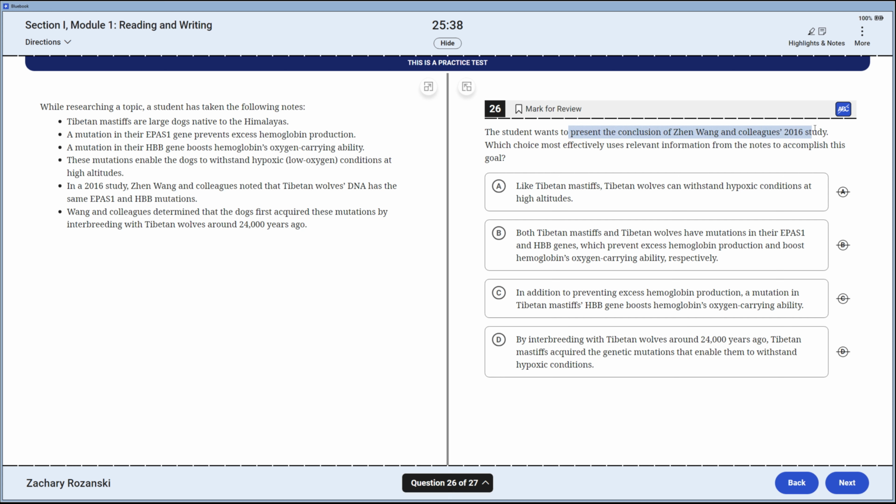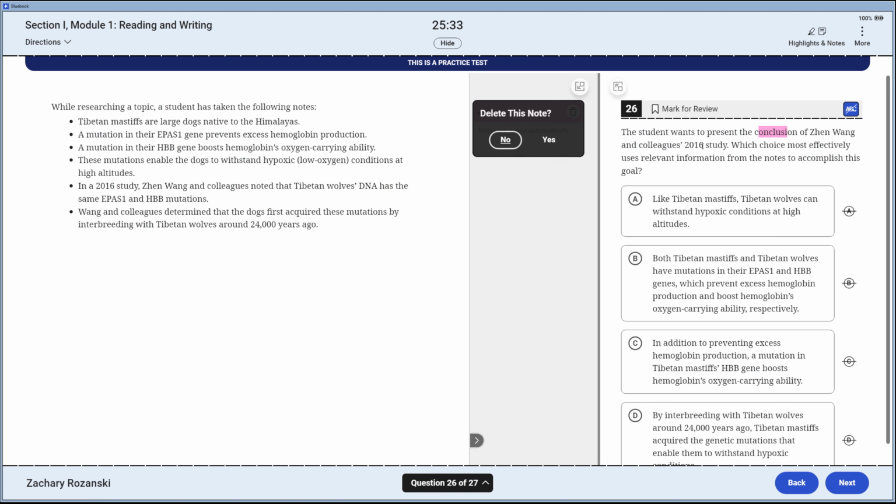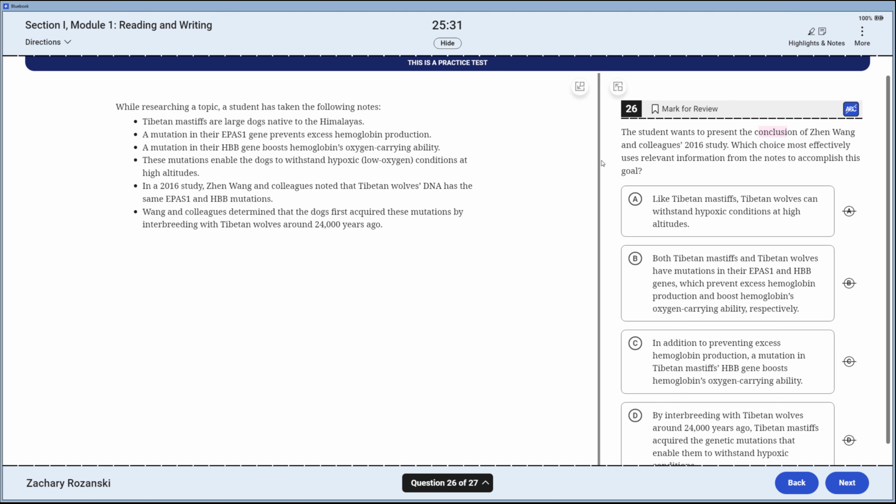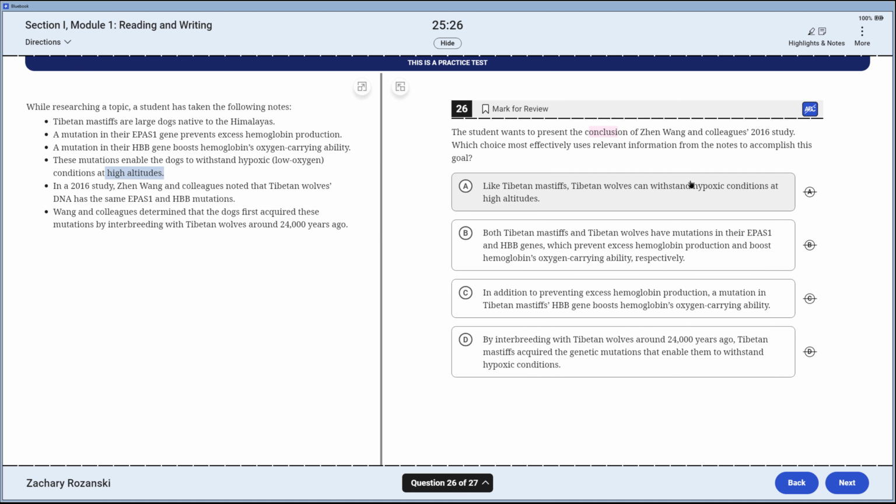We want to present the conclusion of this study. Like Tibetan wolves can withstand hypoxic conditions at high altitudes. That seems to show both mastiffs and wolves have mutations in their genes which prevent excess. This seems like a conclusion as well. In addition to preventing excess hemoglobin production, a mutation, this seems like a conclusion. And they acquired. Man, these all feel absolutely solid as a conclusion, which means I have no idea what the conclusion is.